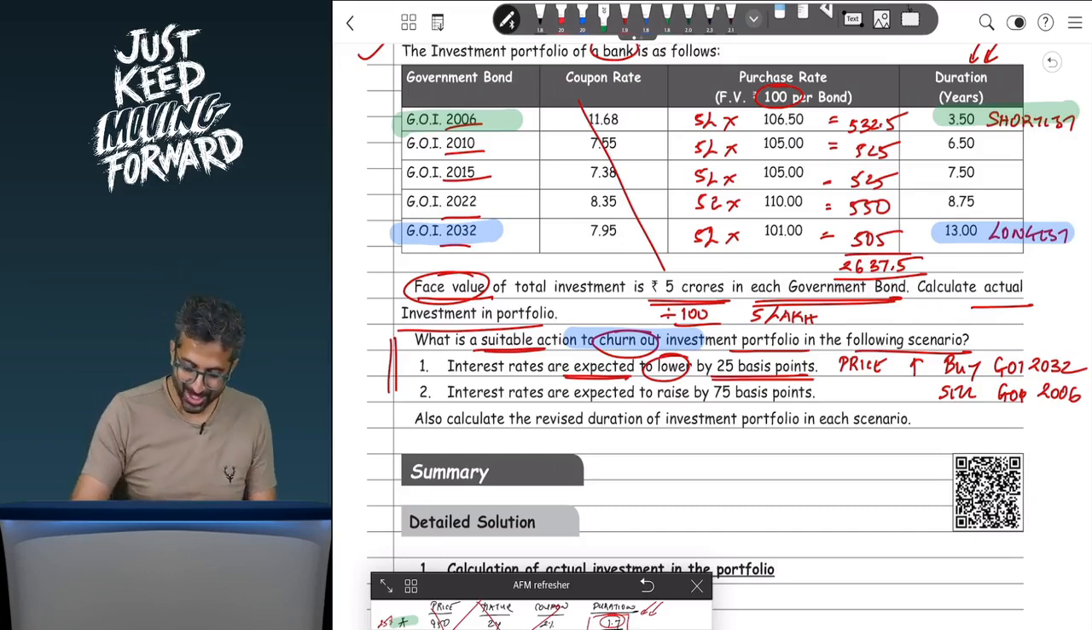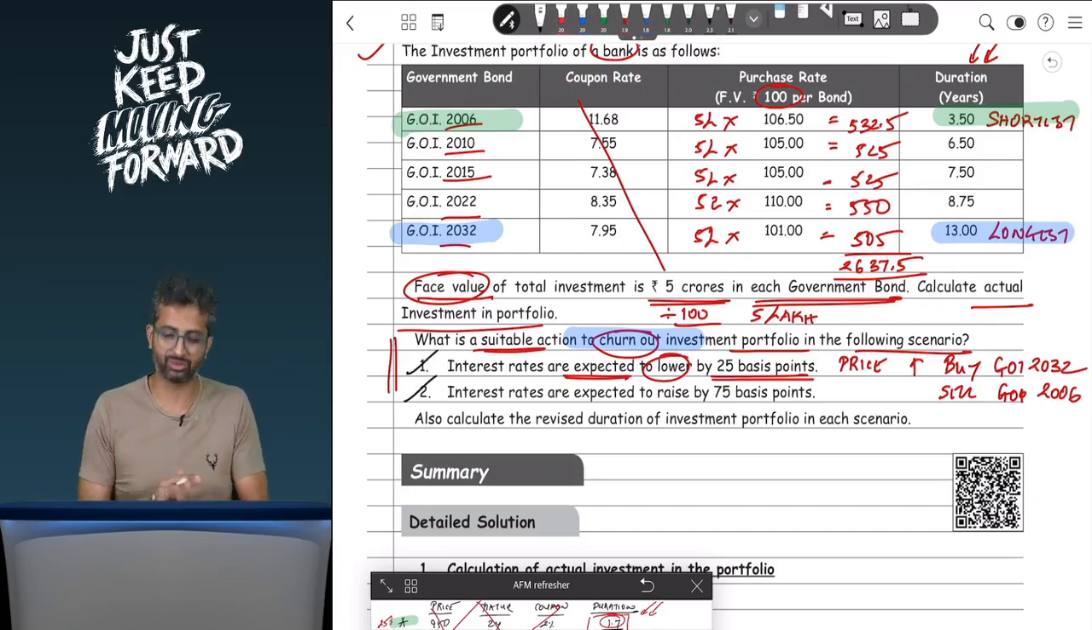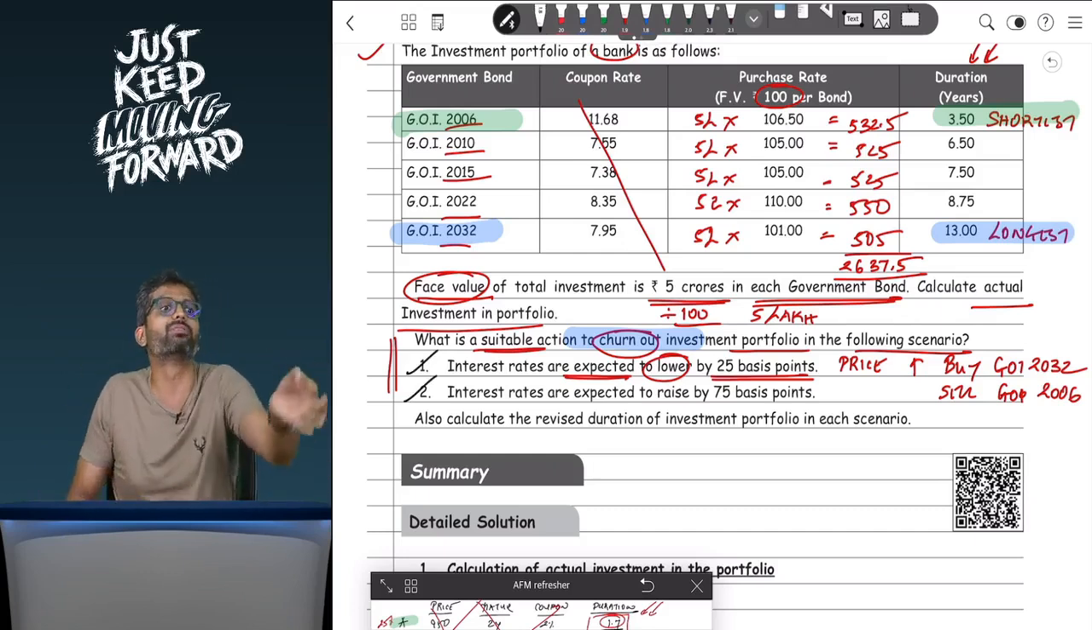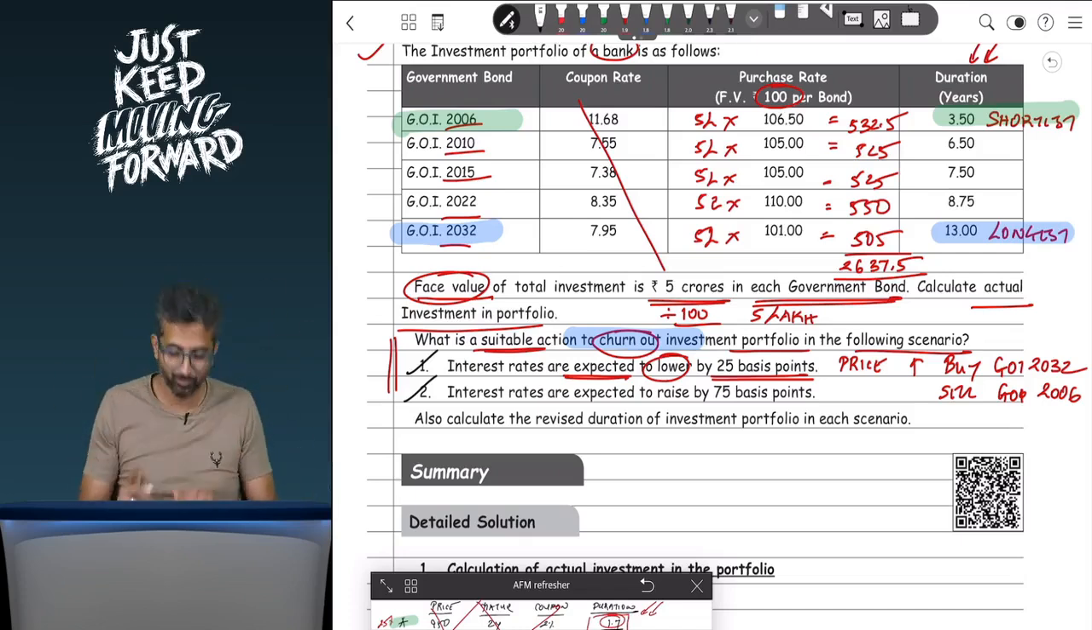Yes, okay. So over here you need some economics to figure out what is likely to happen for interest rates. Thankfully, the institute does not go into that, and just tells you what will happen if the interest rates are expected to go so and so. So interest rates are expected to rise by 75 basis points. Acha, now let us do this together.